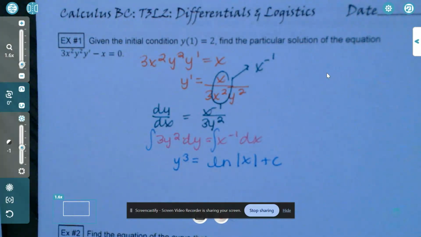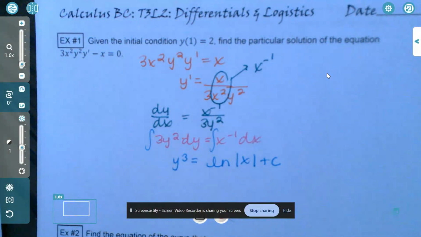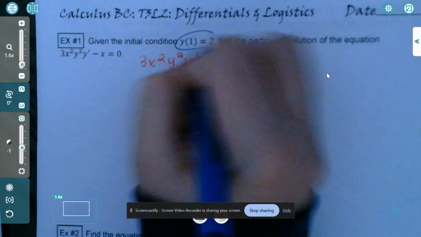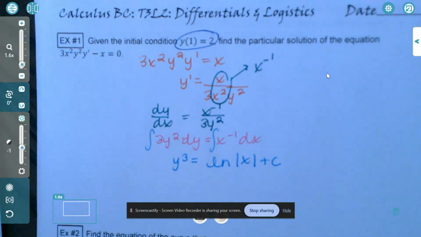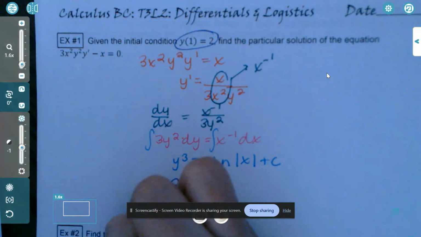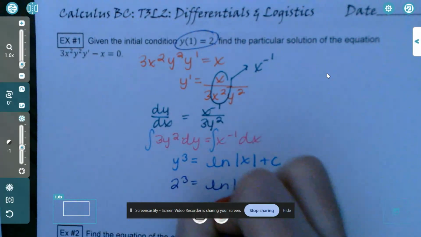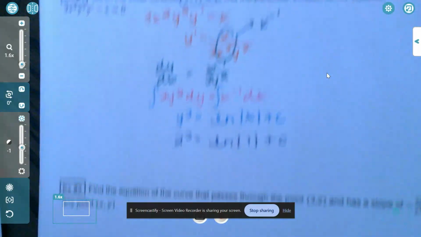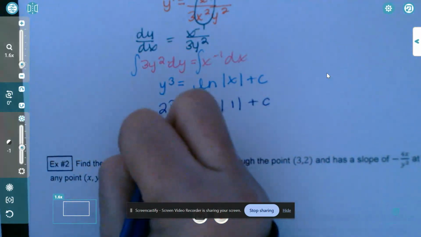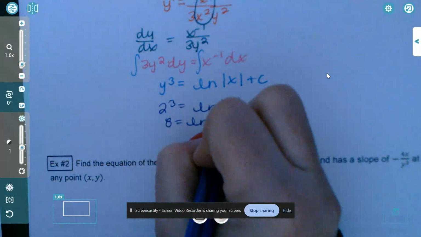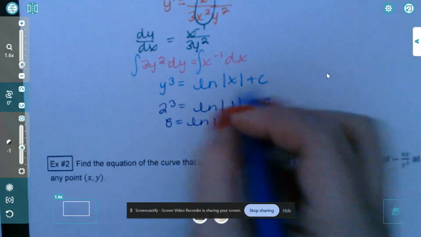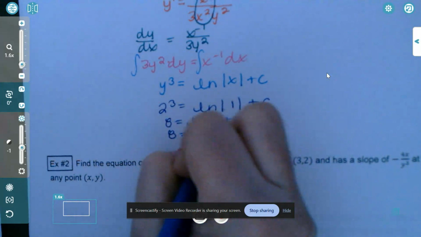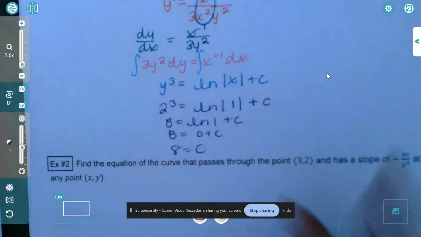All right, so there is our formula. And then they gave us a condition up here. So with that condition, we know that our x is 1 and our y would be 2. So I'm going to plug that in. So 2 cubed equals ln, absolute value of 1, which we know is just ln of 1, plus c, and ultimately here we're solving for c. ln of 1 is 0. Therefore, 8 is our c.